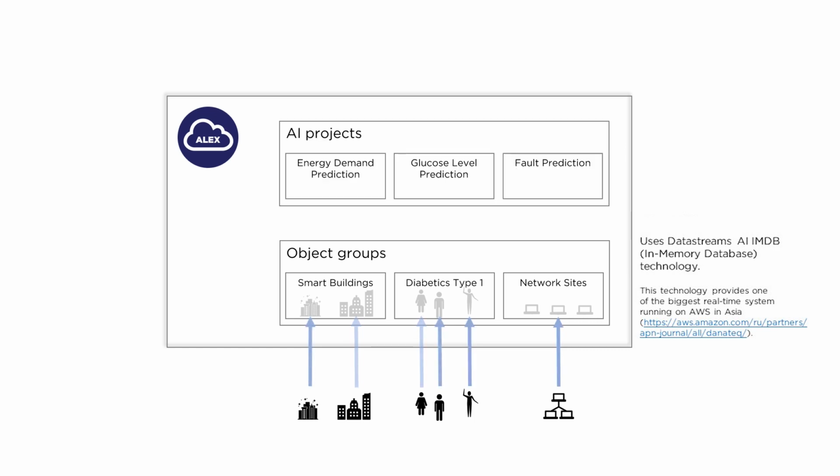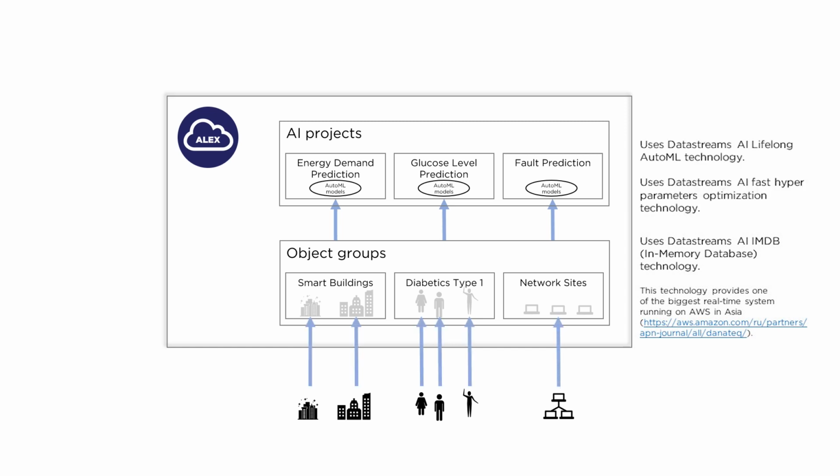In our case, it is achieved by creating an AI project. Every project has a target, what to predict. For example, energy demand, glucose level for a patient, or a fault. Alex automates machine learning models development. It automatically adjusts required pipelines of algorithms and their parameters based on data from object groups. Since streaming data is changing over time, Alex will automatically reconsider the best algorithms and their parameters if need be.